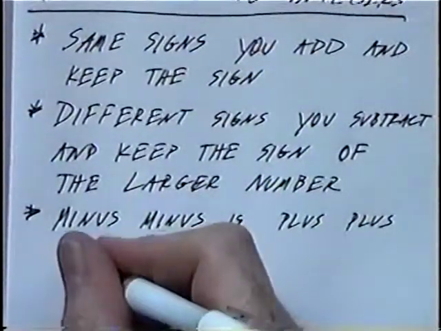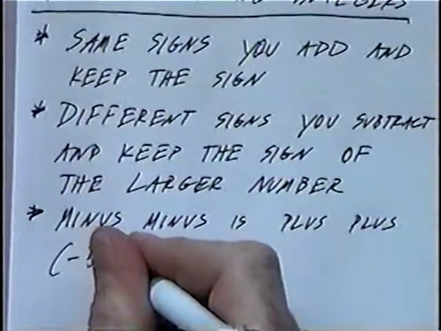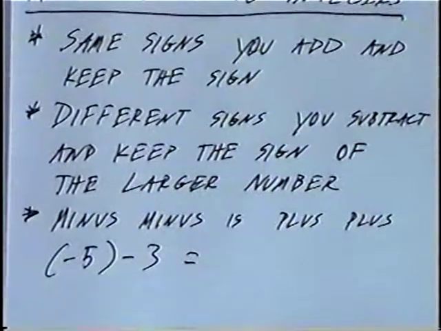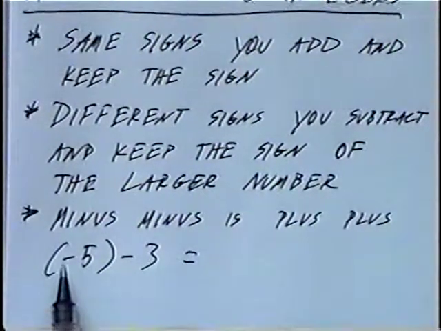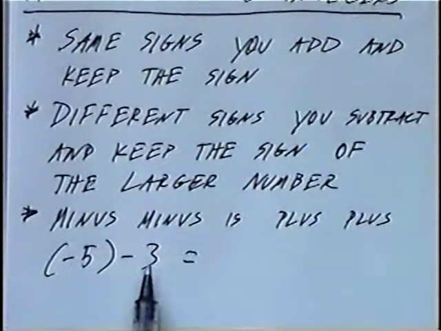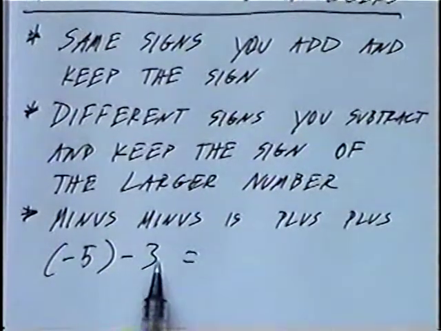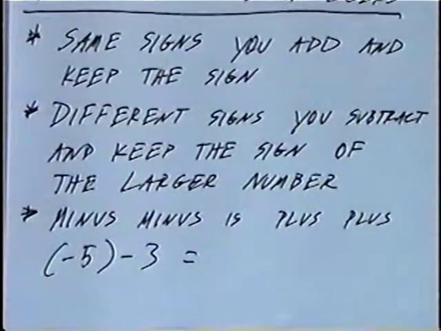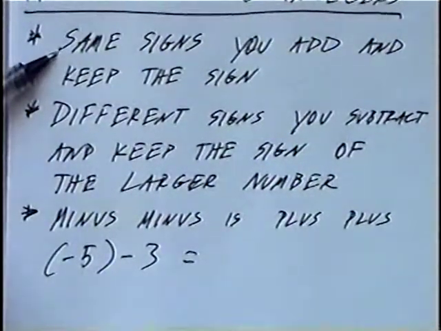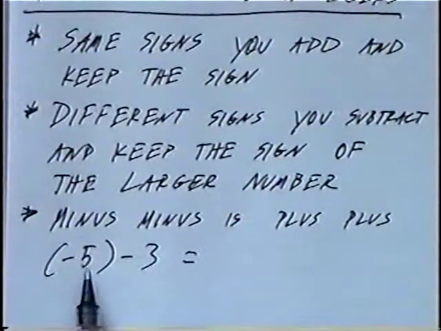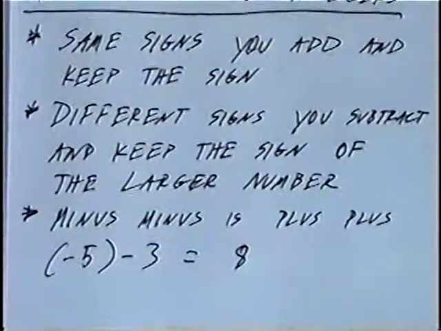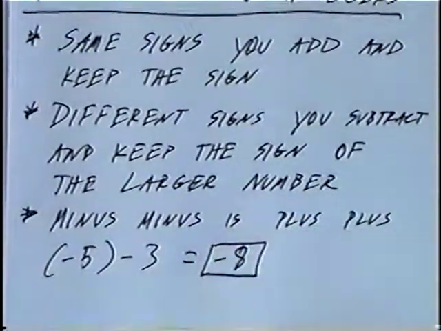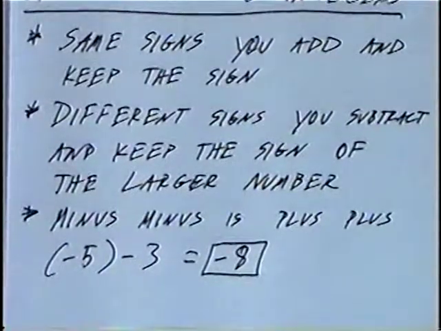First problem we'll look at, in parentheses, is negative 5 minus 3. In this question, the 5 is considered negative, and since the 3 has a minus sign in front of that, we'll consider the 3 to be a negative number. So we have a negative 5 and a negative 3. Both signs are the same. So again, if we have these same signs, we'll add and keep the sign. 5 plus 3 would be 8. And the same signs, we'll keep the sign. So it'll be negative 8. Negative 5 minus 3 is negative 8.